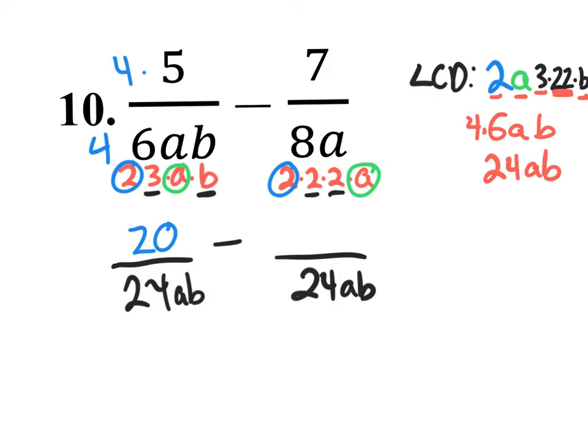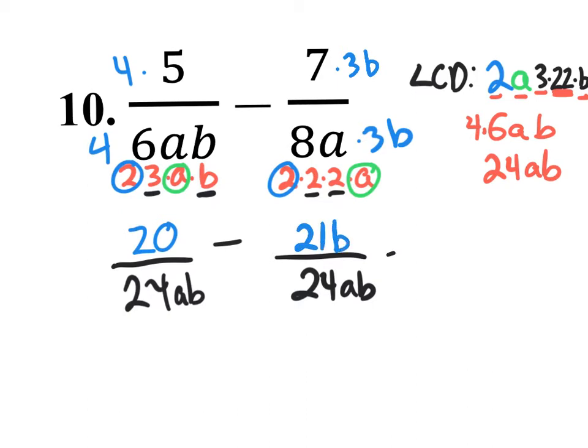Now, this other one, 8A to become a 24AB, well, from the 8 to become a 24, you're definitely going to need to multiply it by 3. The A is already there, so you don't have to multiply it by another A. It's just 3. But obviously, this is missing a B, so you need to multiply it also by a B. And whatever you do to the bottom, you must do to the top. So we're going to multiply the top also by that same exact 3B value, giving us a 21B up here.